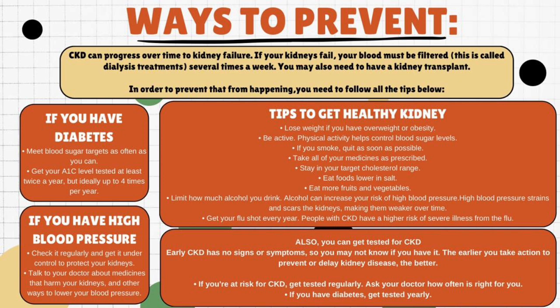In general, tips to get healthy kidneys are losing weight, being active, not smoking, taking all of their medicine as prescribed, staying in their target cholesterol range, eating less salt, eating more fruits and vegetables, and if they drink alcohol, they need to know how to limit it, because alcohol can increase the risk of high blood pressure. High blood pressure can strain and scar the kidney, making the kidney weaker over time.